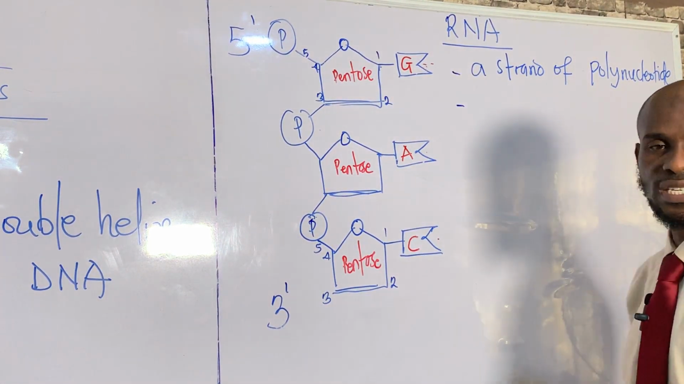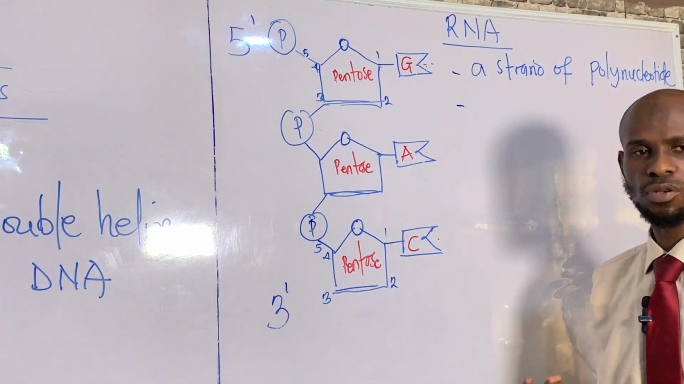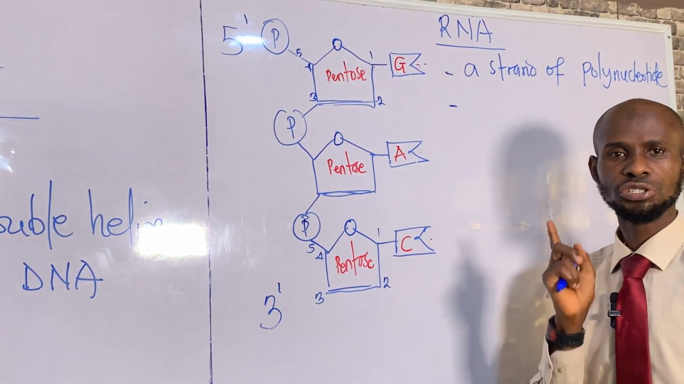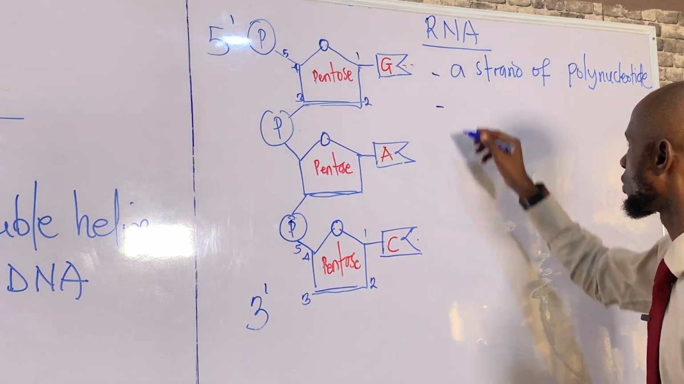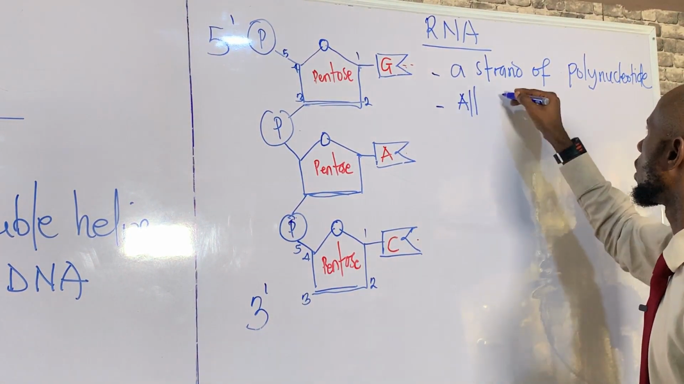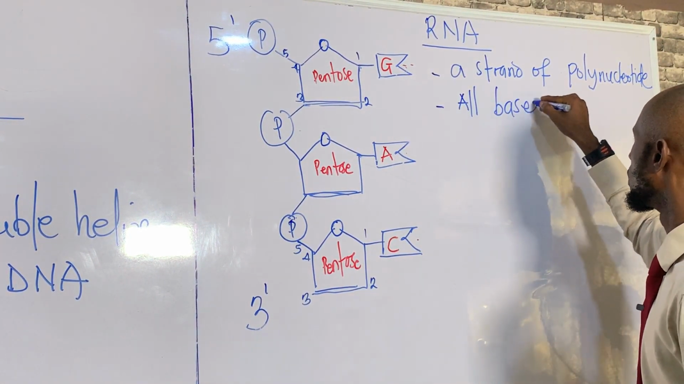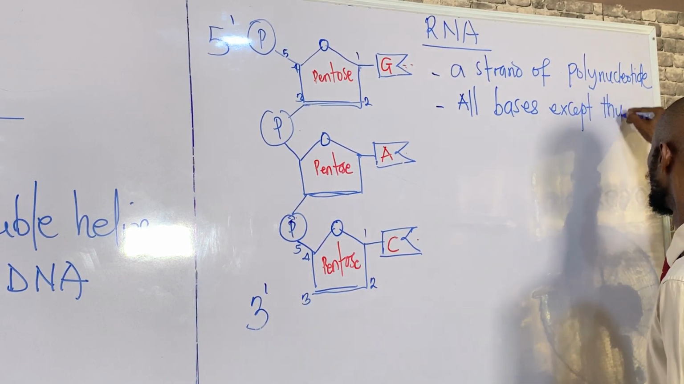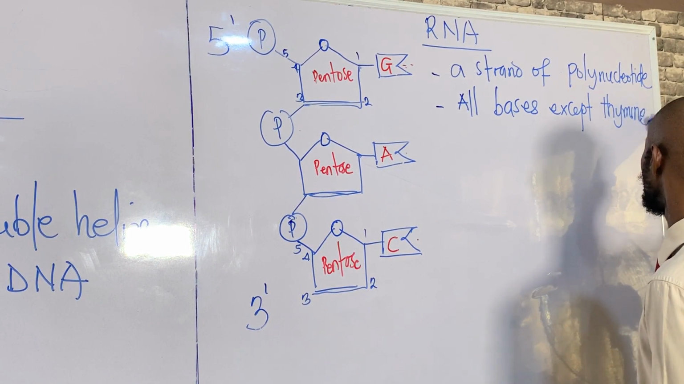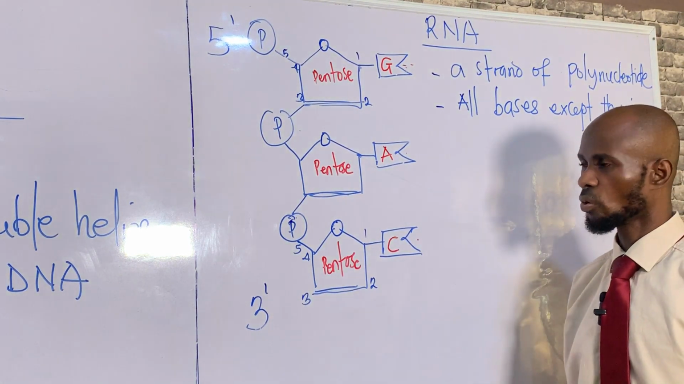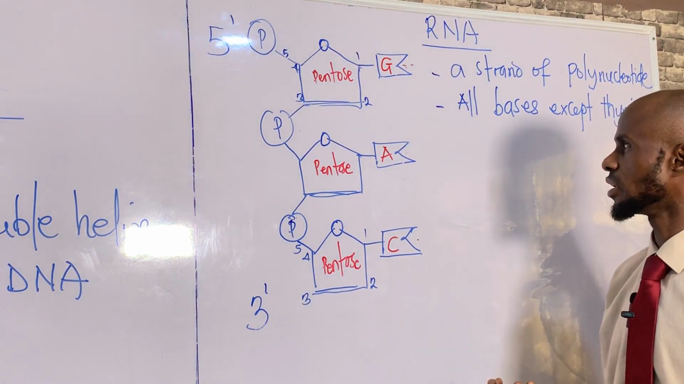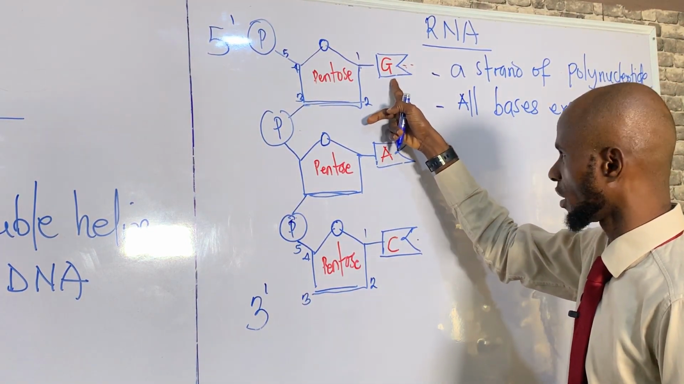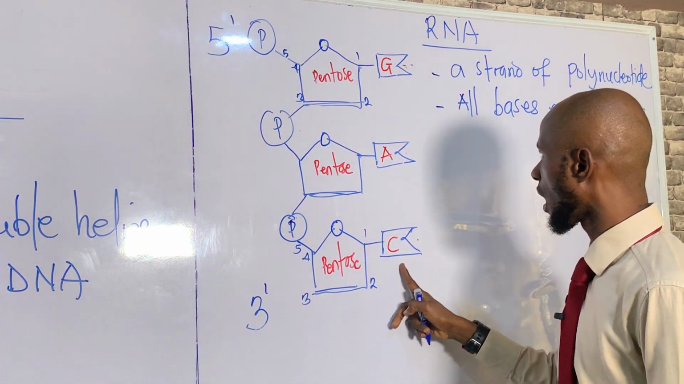And the bases of RNA are just 4 also, but we don't have thymine. Uracil will replace thymine. So the bases are all the bases except thymine. We have them inside the RNA. So, do I have thymine here? No. I have guanine, I have adenine, I have cytosine.